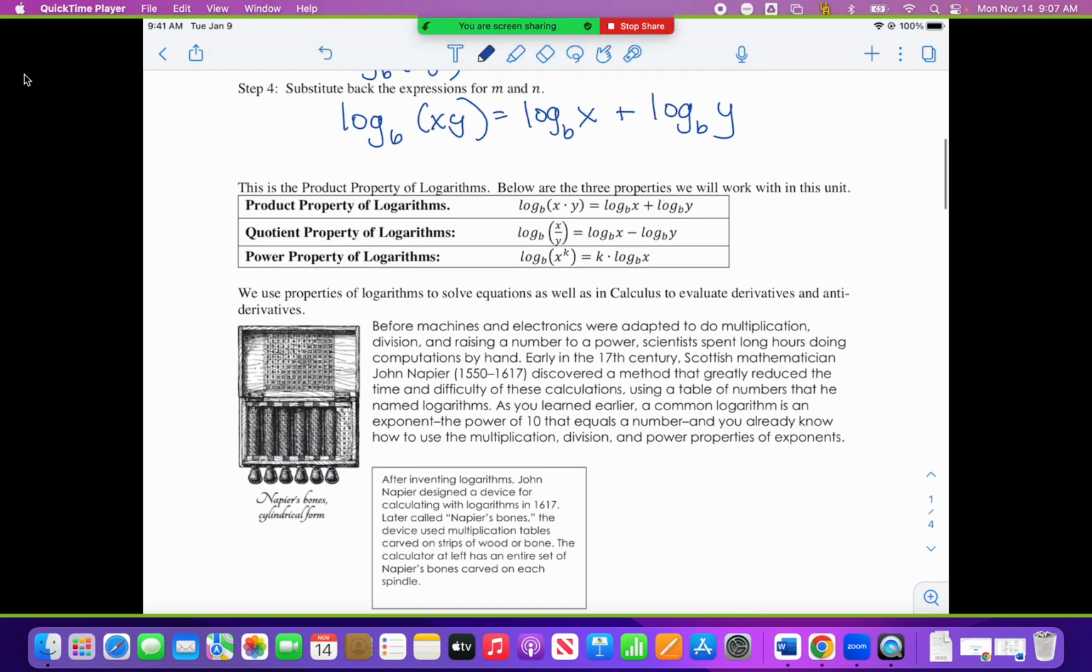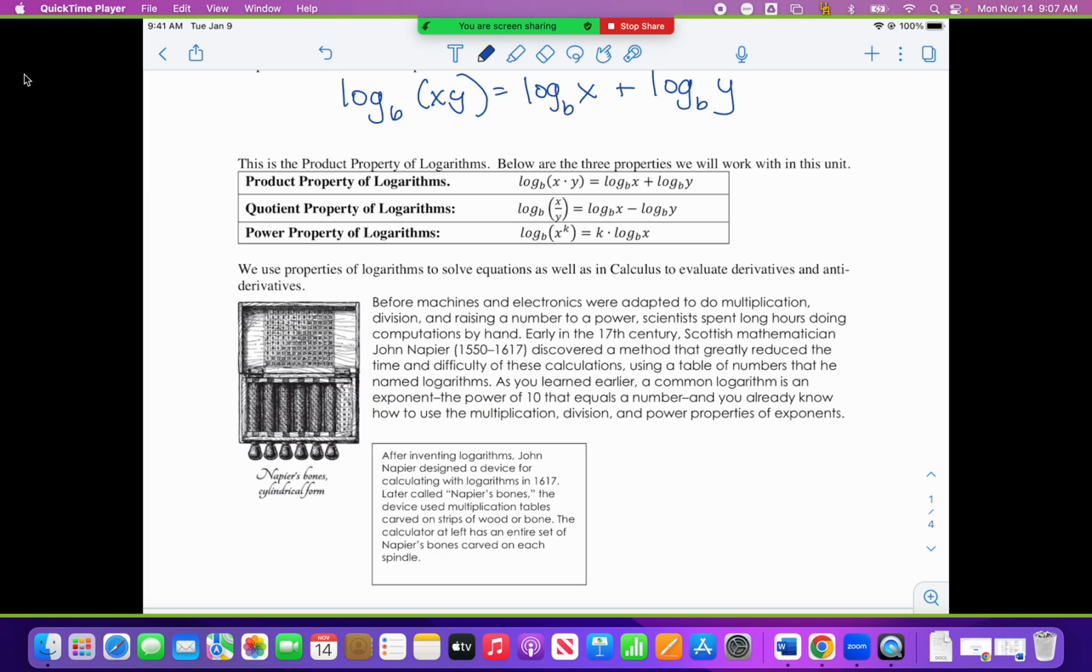All right, we use properties of logarithms to solve equations as well as in calculus to evaluate derivatives and antiderivatives. So these are very, very important properties. If you're going on to pre-calculus, you'll study them in much more depth than what we are, but we're going to just introduce them this year.